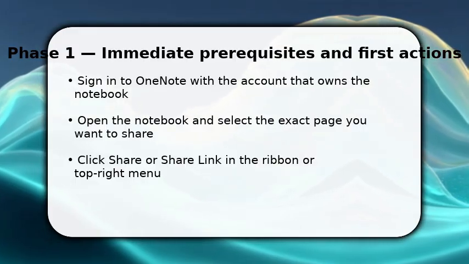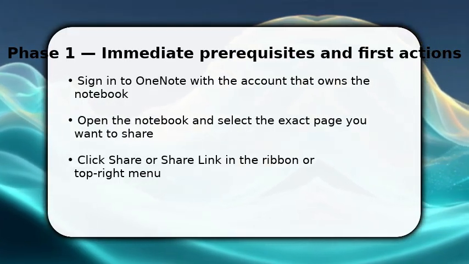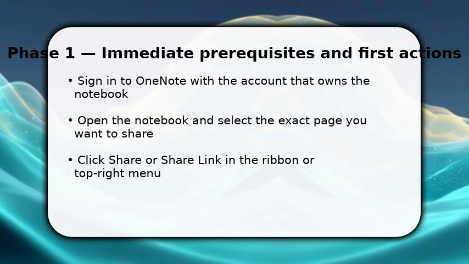Next, choose whether you'll invite people by email or generate a link. We'll pick one path and adjust permissions in the next step so recipients have the right level of access.